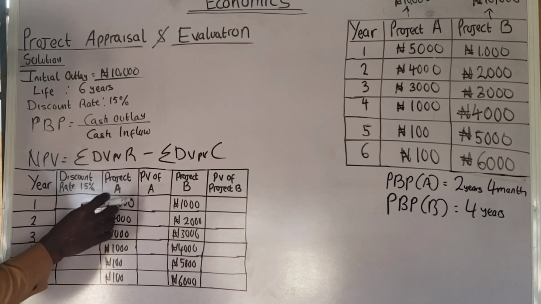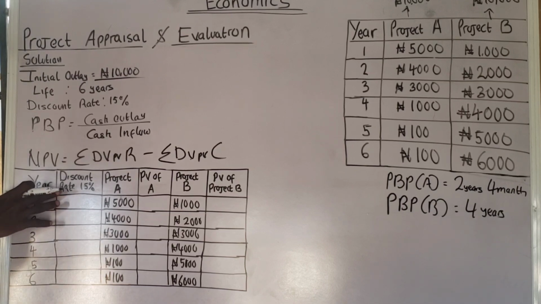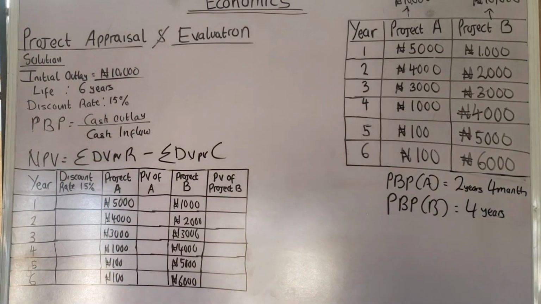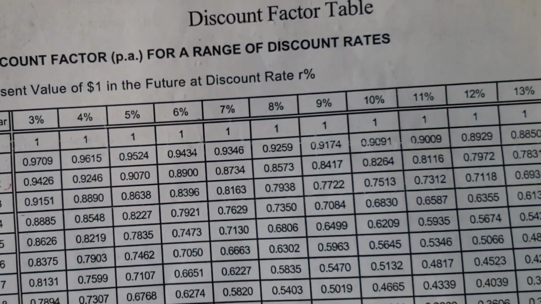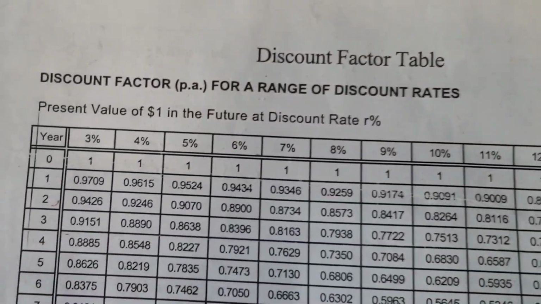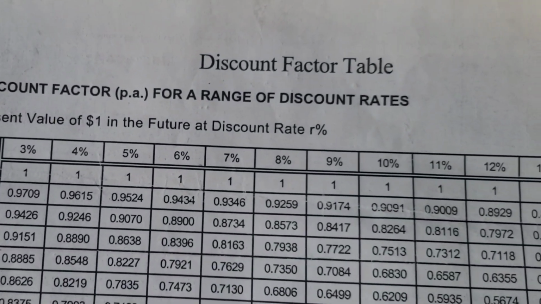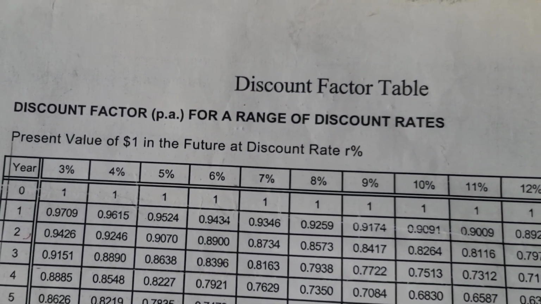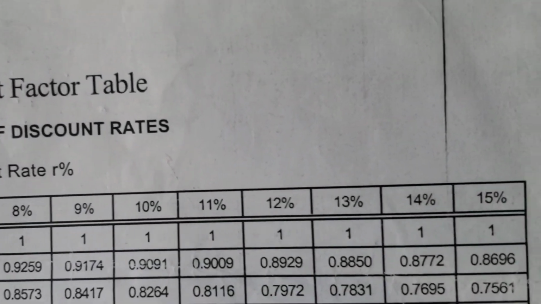Are you paying attention? Now, this present value, I'm going to teach you how to get it. We are going to use the discount rate table to get this present value. So, please, I want you to pay attention. Let us use our discount factor table. This is how the discount factor table looks like. On this discount factor table, it starts from 3%. There are some discount factor tables that start from 1%, and they reach close to maybe 20. But this one that I'm using here starts from 3% and I think it stops at 15%.